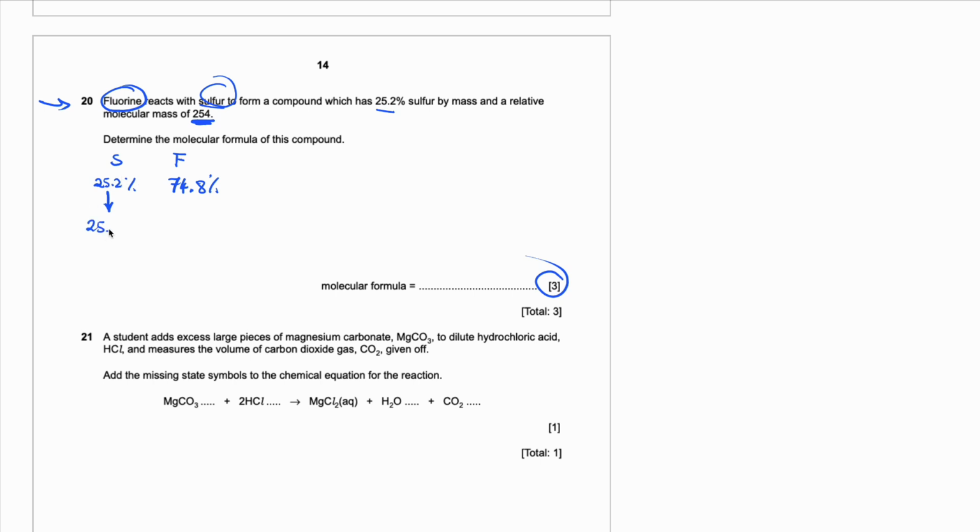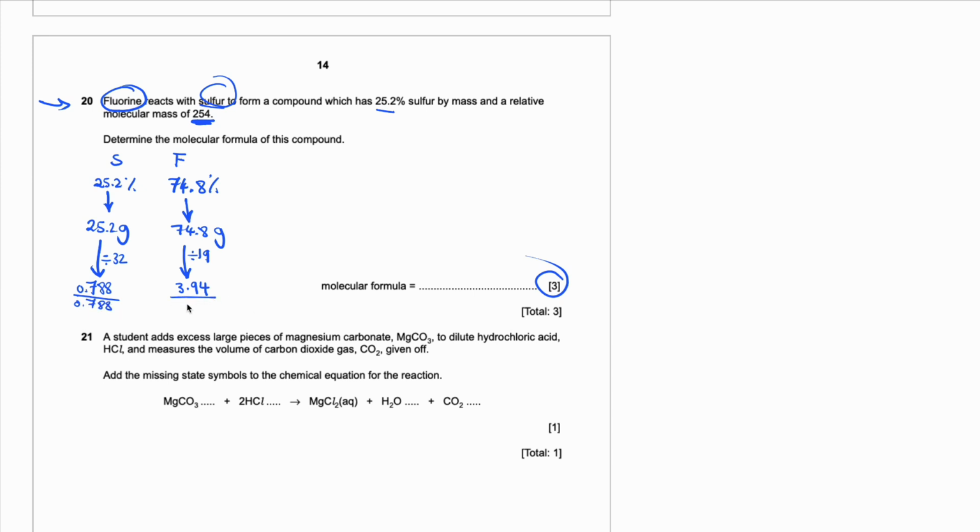Now you convert that percent into grams simply by replacing the percentage sign with gram. So it will be 25.2 grams. That happens if you have a sample of 100 grams. And here is 74.8 grams. And then divide by the relative atomic mass of each of the elements. So for sulfur, you have to divide by 32. And for fluorine, from the periodic table, you have to divide by 19. And that gives us 0.788 for sulfur and 3.94 for the fluorine. Now, the smallest of these numbers is 0.788, so we divide both by this number.